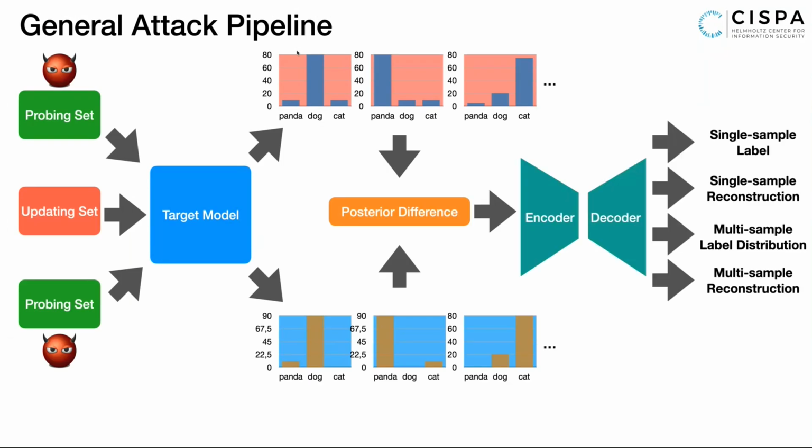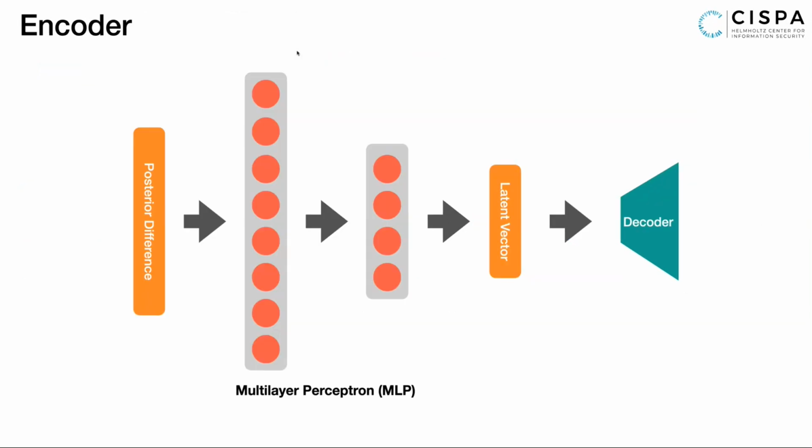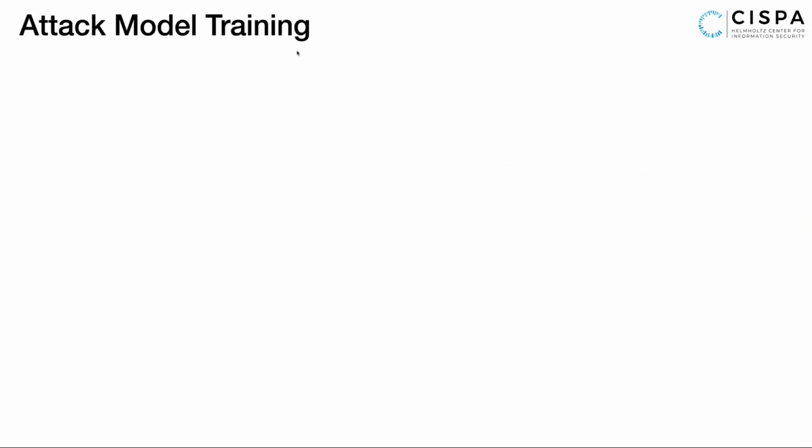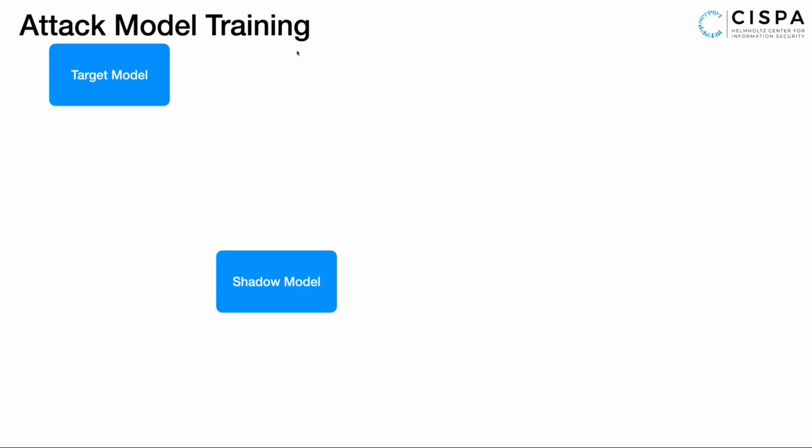But before we go into details, I will talk about what the encoder is here. The encoder is actually very, very simple. The posterior difference is a vector. You are just using a multi-layer perceptron to reduce it to a latent vector. That's called an encoder. For the decoder, we have different decoders depending on different attacks. Before I introduce what the decoder is for different attacks, I will also tell you how we train the attack model.